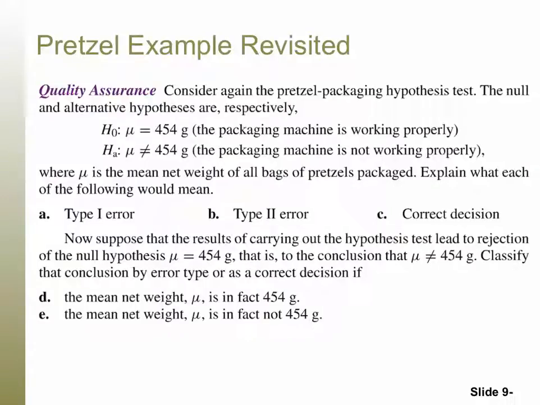Okay, so back to the pretzels. The null hypothesis was that the bags are working properly and giving weights of 454. The alternative hypothesis is that the mean weight of bags is not 454. Now, in the context, explain what each would mean.